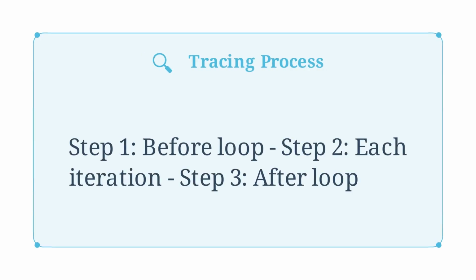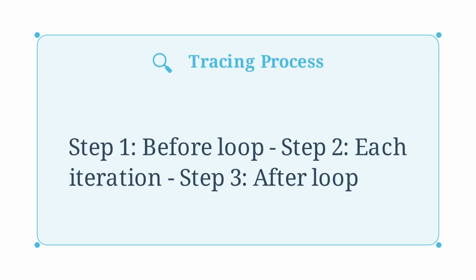Our tracing process has 3 steps. First, show the state before the loop starts. Second, trace each iteration showing how variables change. Third, show the final state after the loop ends.